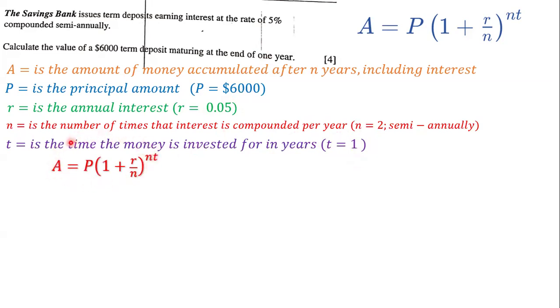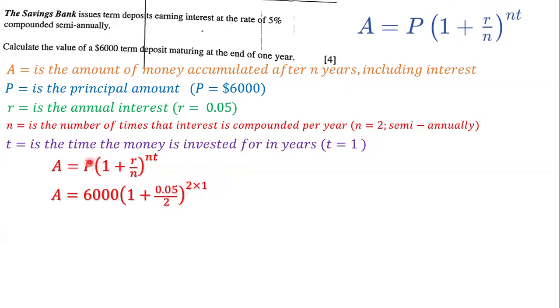Using all those values, we're going to insert them inside of this formula. So we have that A is equal to 6,000 because P is 6,000, and then we have 1 plus R. R is 0.05, all over N, and N is 2. Then on the top, we have N times T, so it's going to be 2 times 1.